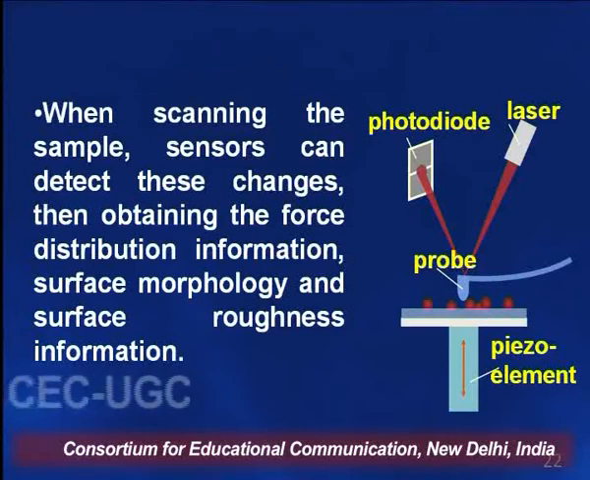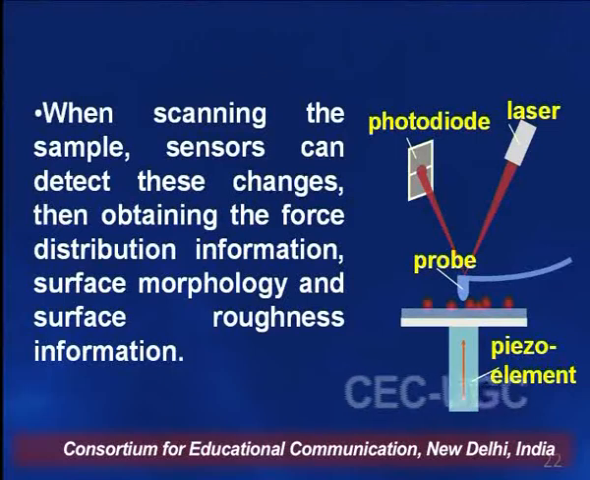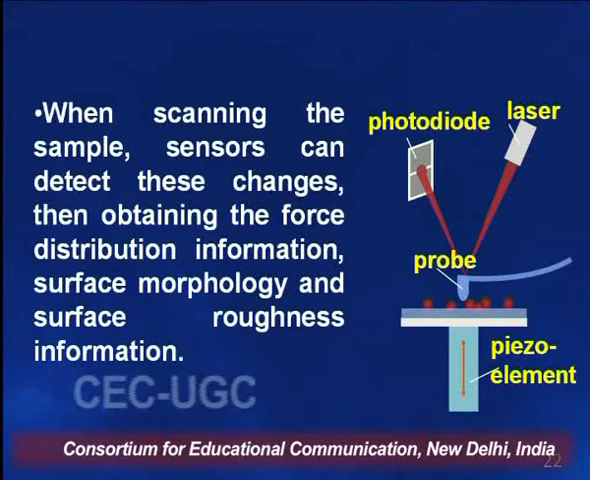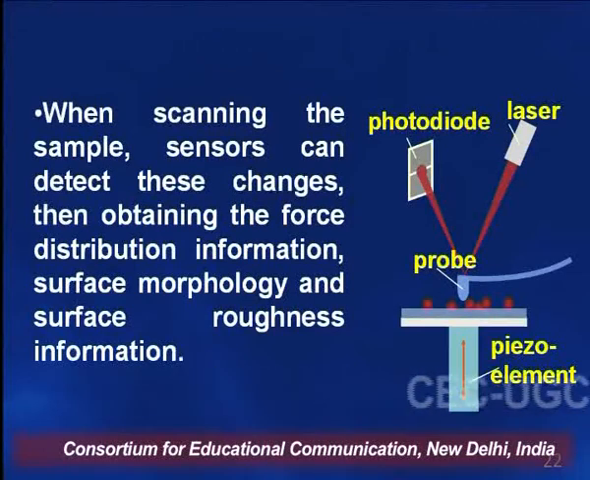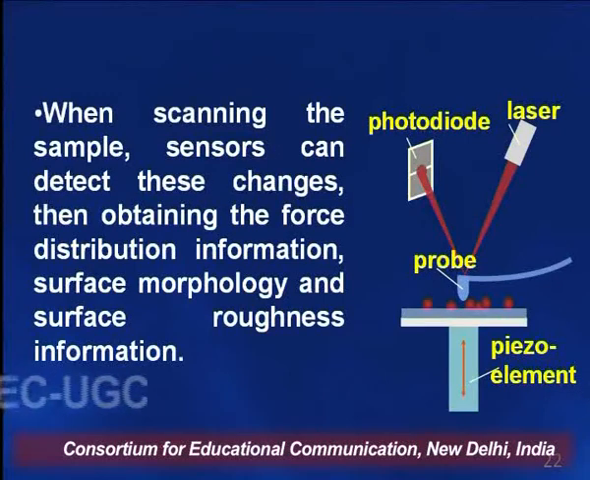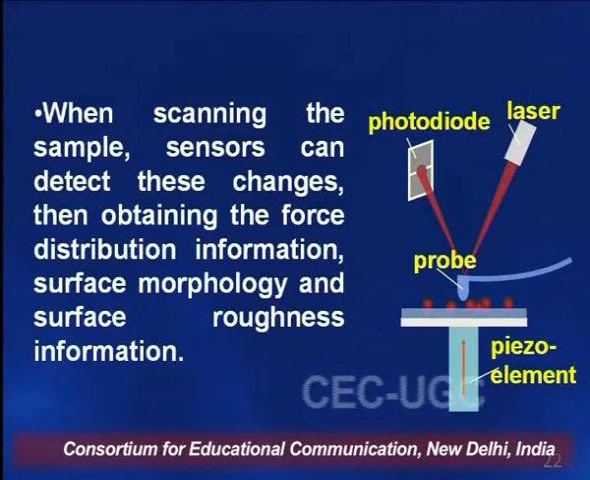So by scanning the surface, by putting the laser beam on the probe, and this scans the surface, that can be recorded. The values of the forces and the changes in the sensor can be detected by using the photodiode, and by using this we can find out the surface morphology, surface topography, surface roughness information, defects in the surface, and defects in the devices that we can measure by using this AFM.